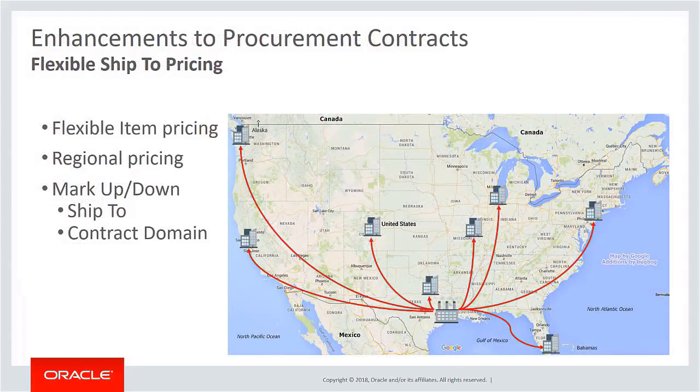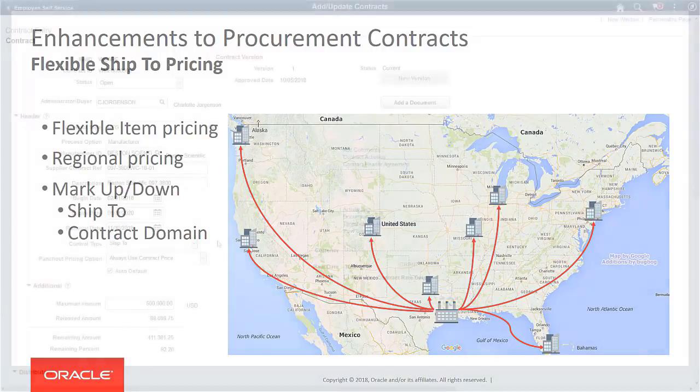For some organizations, the price of the same goods can vary between hospital, clinic, region, or physical location. Enhancements to procurement contracts allow you to establish a base price, which is recorded on the manufacturer contract. You then determine a markup or markdown percent based on region or ship-to location, which is recorded on the distributor contract. This markup or markdown percent on the distributor contract is applied to the base price on the manufacturer contract.